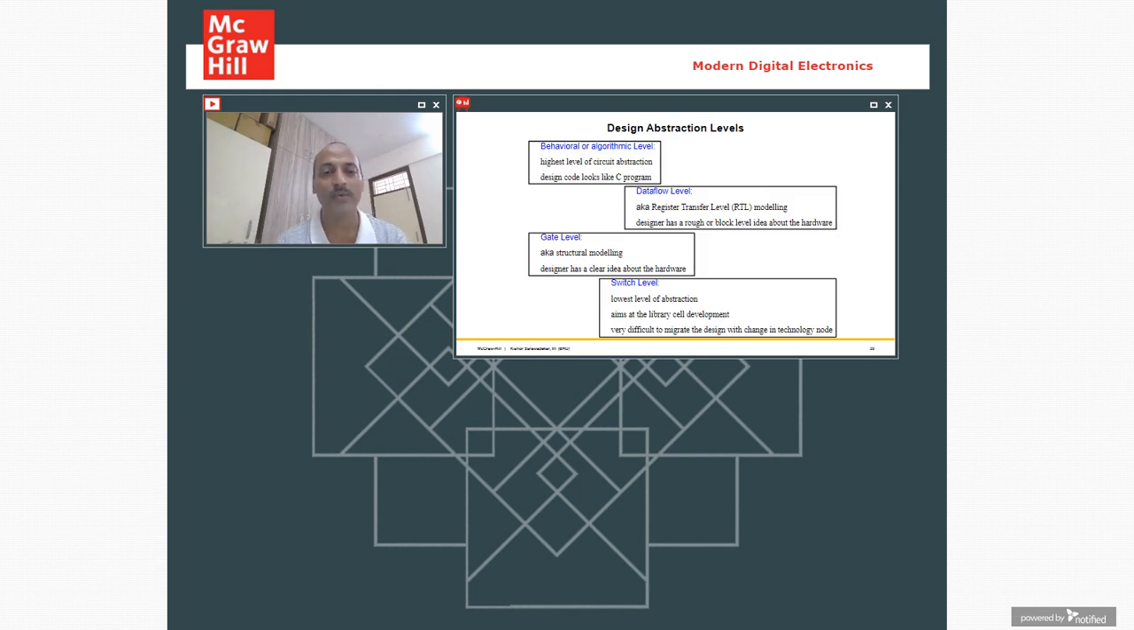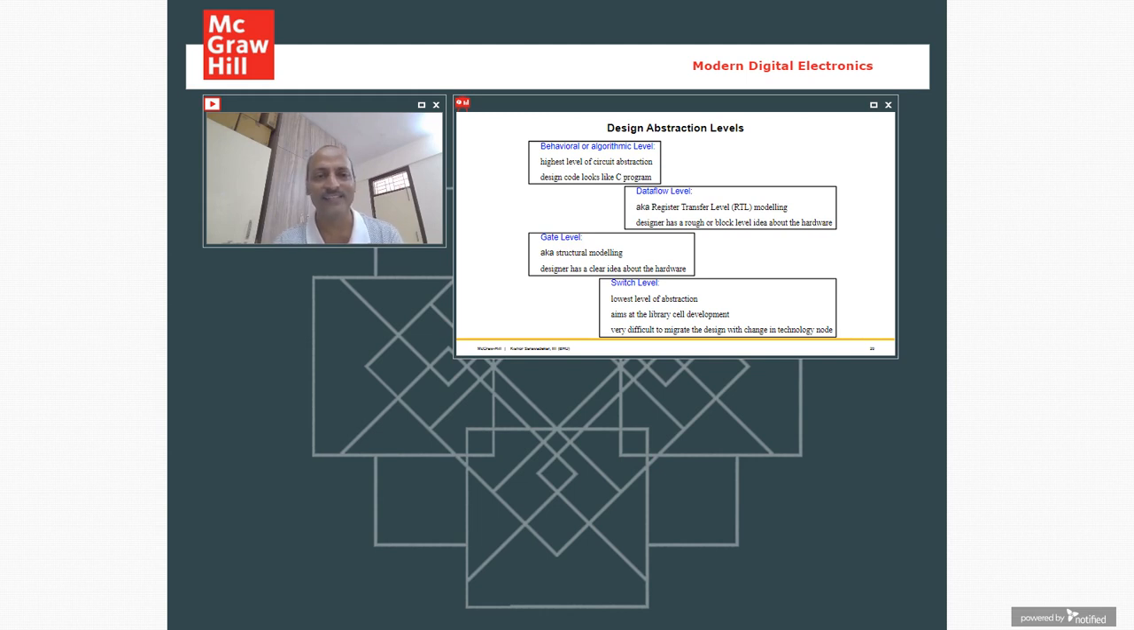But moving forward, in both HDLs, there are different design abstraction levels. Typically we can categorize them into four. One is behavioral or algorithmic level. In short, it is a very high level of circuit abstraction, and the code looks like a C program. If this, do this. If not, do this. So you will write if else, and then you will be able to meet the functionality.